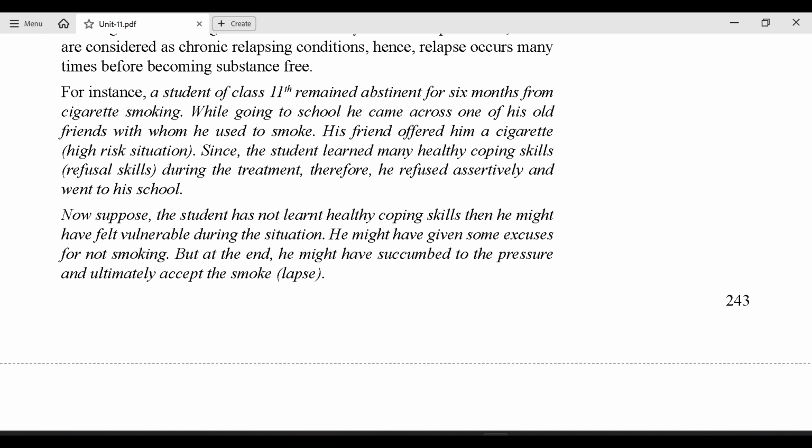Now suppose the student had not learned healthy coping skills, then he might have felt vulnerable during the situation. He might have given some excuses for not smoking. But in the end, he might have succumbed to the pressure and ultimately accepted the cigarette, a lapse.